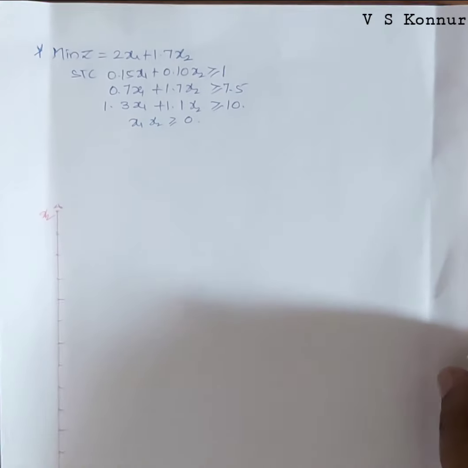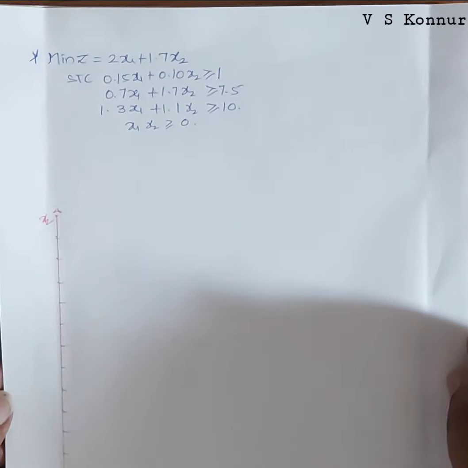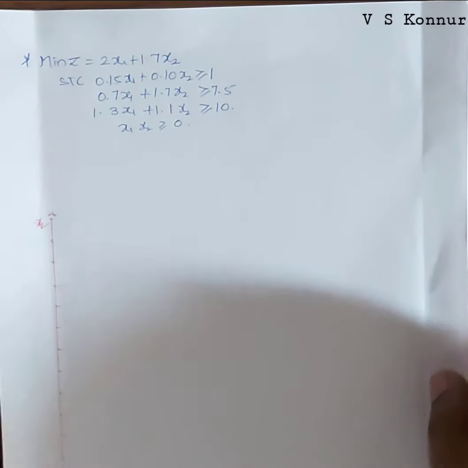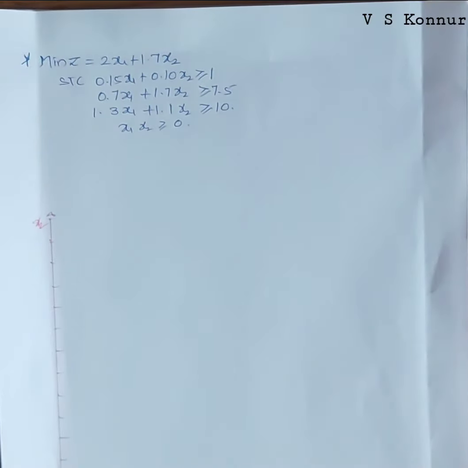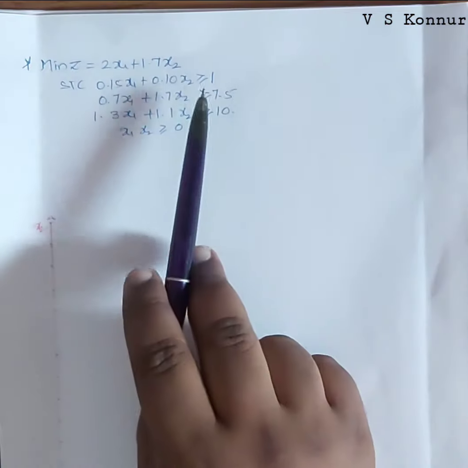Next problem is a minimization problem. Minimization of z, where 2x1 plus 1.7x2 is the objective function, which is subject to the constraints 0.15x1 plus 0.10x2 is greater than or equal to 1. When it is minimization of z, the sign should always be greater than or equal to.